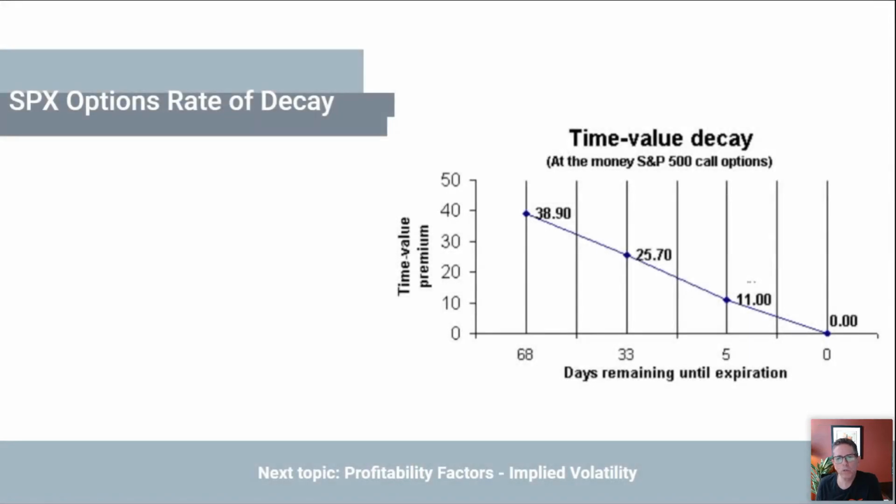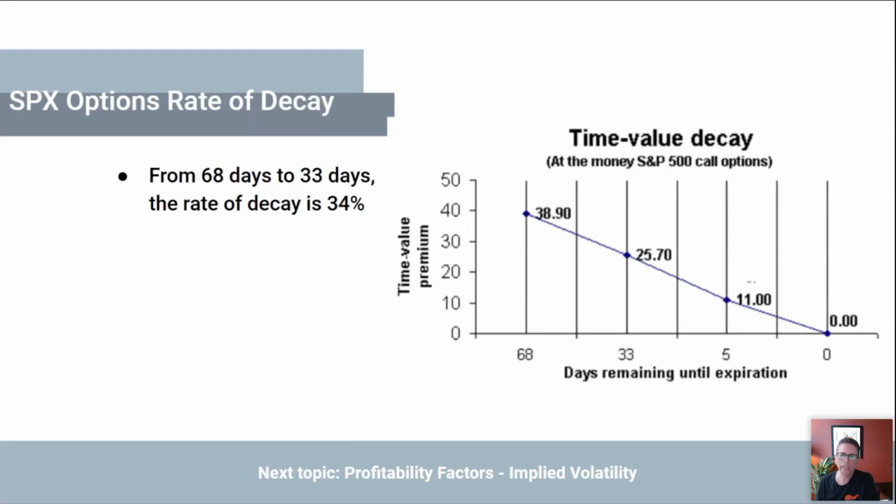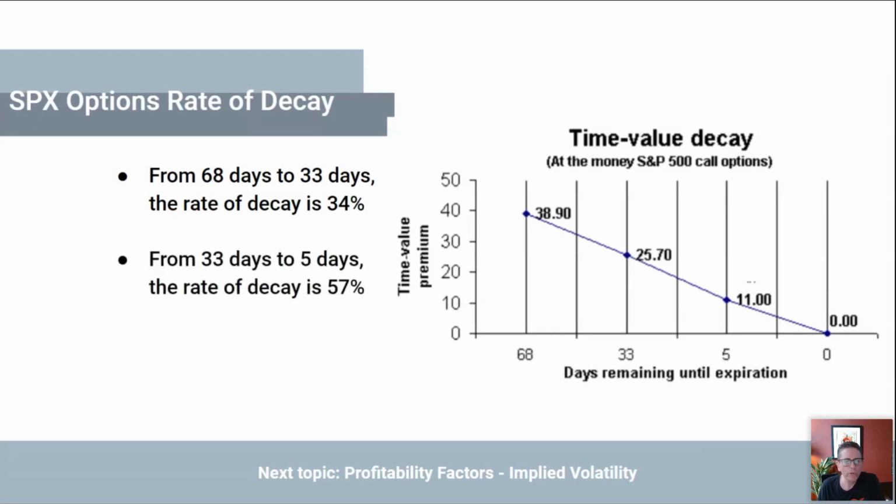Okay. So why is it a high probability trade? Because the rate of decay is always happening with options. All right. When you buy an option, it's going against you. When you sell an option, it's in your favor, because it's decaying in your favor. So from 68 days to 33 days, the rate of decay is 34%. From 33 days to 5, it's 57%, and from 5 days to expiration, it's 100%.